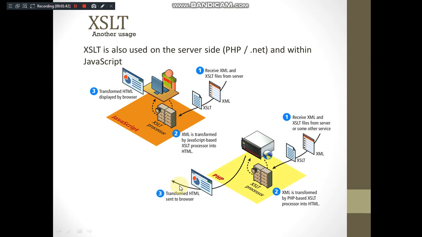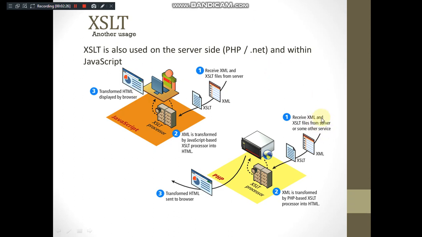another usage of XSLT, which is used on the server side along with the PHP and .NET platforms, and within JavaScript as well. So how it works there is, the XML and XSLT files from the server are received and fed to the XSLT processor. XML is transformed by the JavaScript based XSLT processor into HTML, and this transformed HTML is sent to be displayed by the browser. The XSLT processor is converting it into JavaScript, and that is displayed on the browser in the form of HTML.